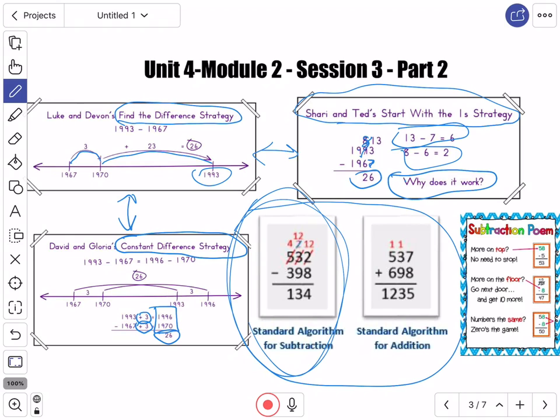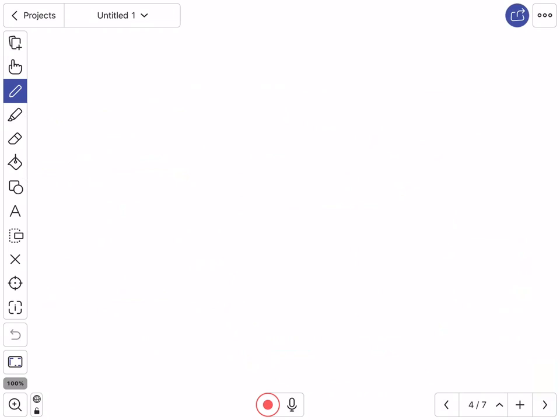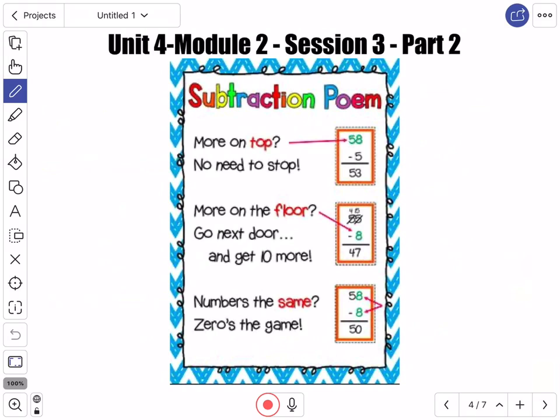So I have a little subtraction poem for you as well. More on the top, no need to stop. You just go ahead and subtract. But if you've got more on the floor, you're going to go next door and get 10 more. And then if the numbers are the same, 0 is the game. Okay, so that's where you want to start with your subtraction. So here's the poem a little bit bigger.